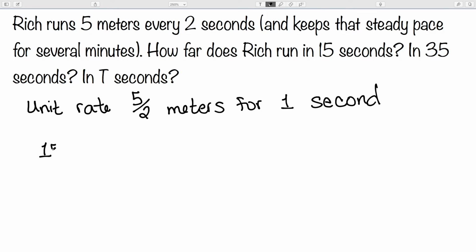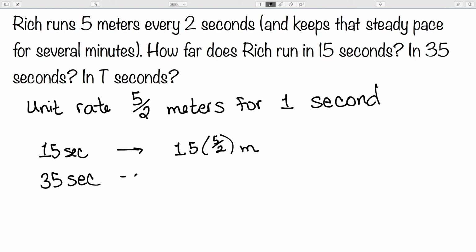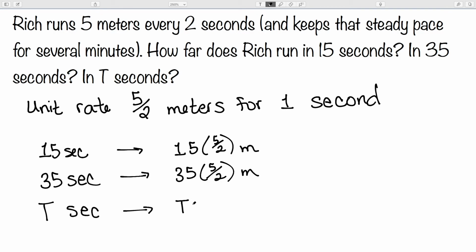So in 15 seconds, he's able to run 15 groups of 5 over 2 meters. So this would correspond to 15 times 5 over 2 meters. In 35 seconds, he would run 35 groups of 5 over 2 meters. So we have 35 times 5 over 2. And for the general T seconds, now we need T groups of 5 over 2. So we have our number of groups times 5 over 2 to give us our meters.